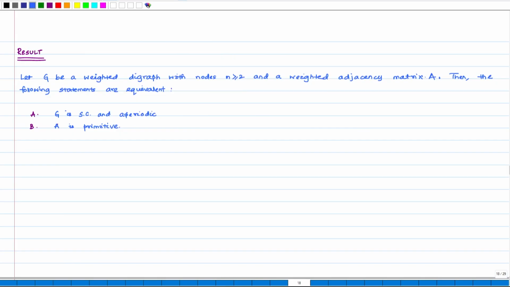So, this brings us to an end to the discussion on the graph theoretic characterization of the adjacency matrix. In the next lecture, we will talk about the spectral properties associated with the adjacency matrix.